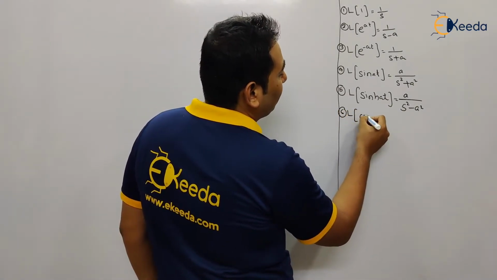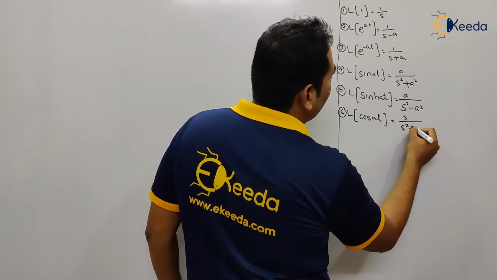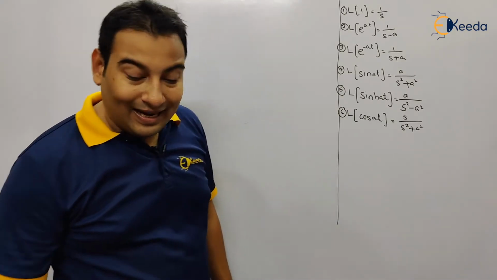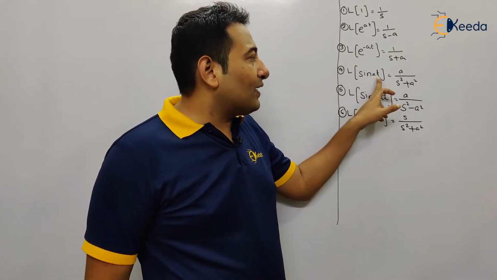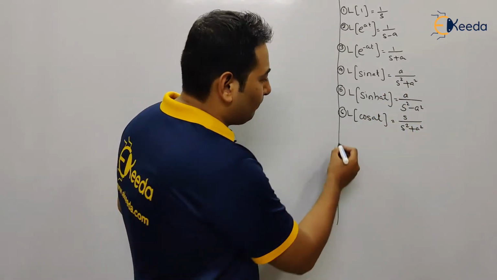Laplace of cos at is s upon s square plus a square. So the difference between sine at and cos at is, in case of sine at it is a, and in case of cos at it is s. So this is the difference.